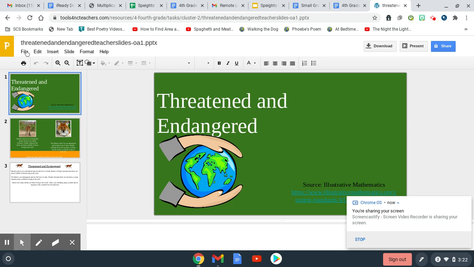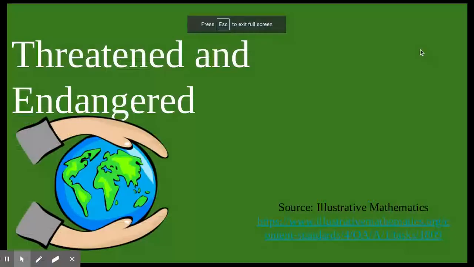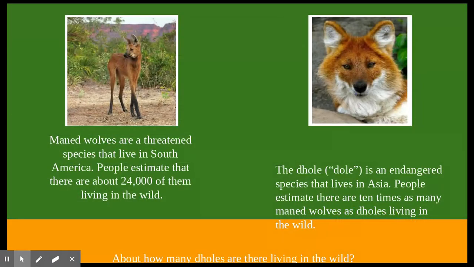Today is January 15th, and we are looking at the page in your work packet that says Formative Instructional and Assessment Task, and then underneath it says Threatened and Endangered. So we're going to take a look at this little slideshow. And our problem has to deal with maned wolves and dholes. So this is just a little bit of background knowledge, and it's actually part of your problem.